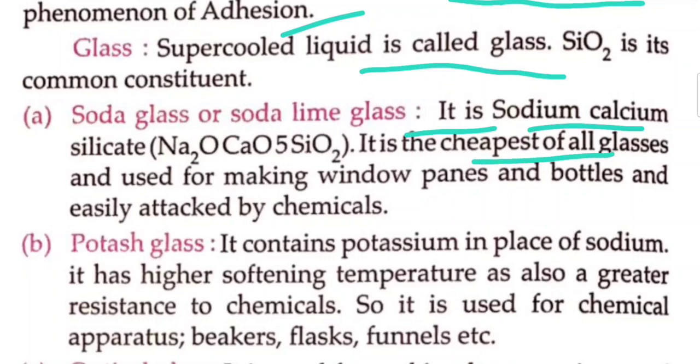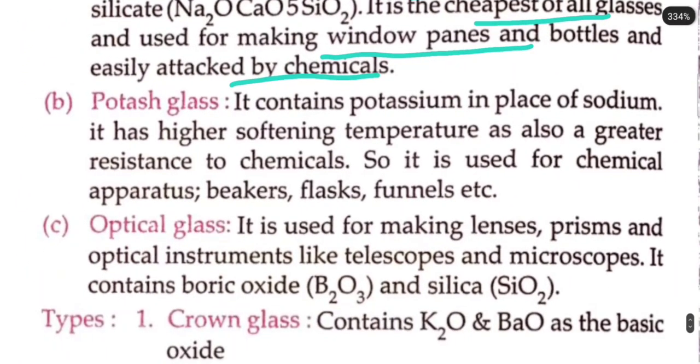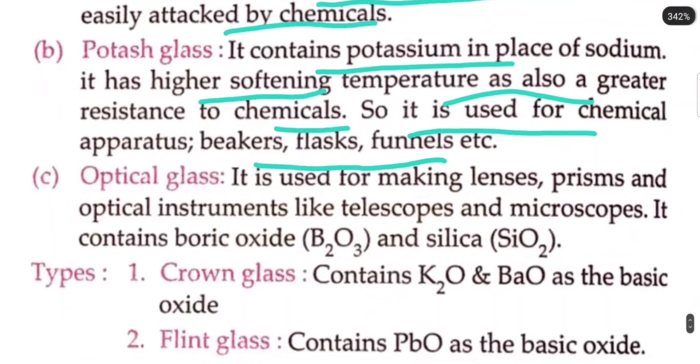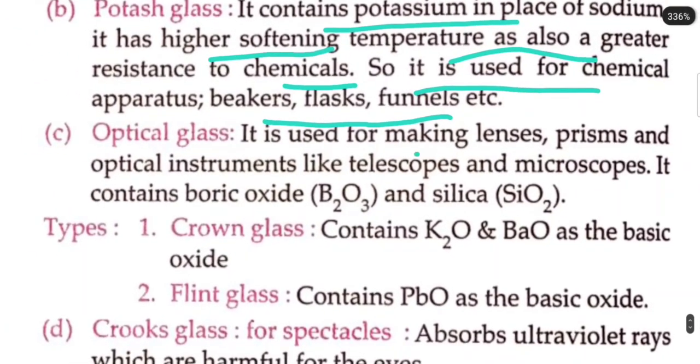It is the cheapest of all glasses, used for making window panes and bottles, and easily attacked by chemicals. Potash glass contains potassium in place of sodium. It has a higher softening temperature and great resistance to chemicals, so it is used for chemical apparatus, beakers, flasks, funnels, etc. Optical glass is used for making lenses, prisms and optical instruments like telescopes and microscopes.